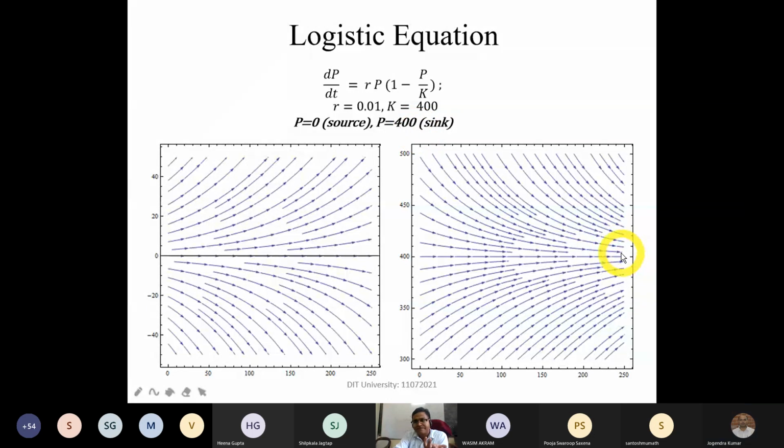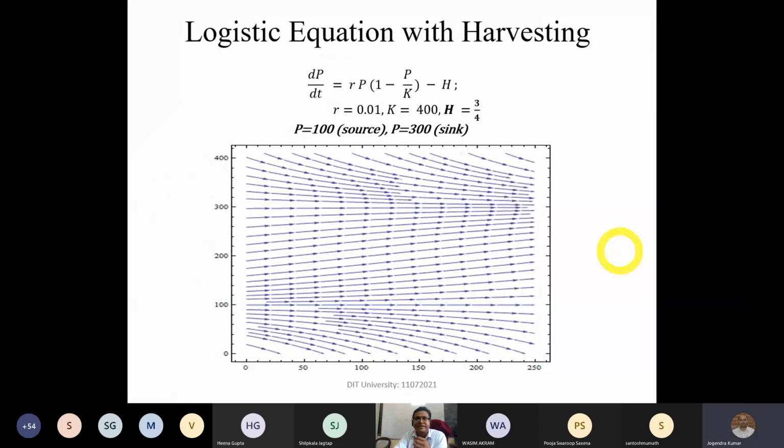You can see here, right? And you can see here. So it is a source. Source means that if you start near the solution, it goes away. And sink means that if you start from nearby positions of P equal to 400, it will approach 400, right?